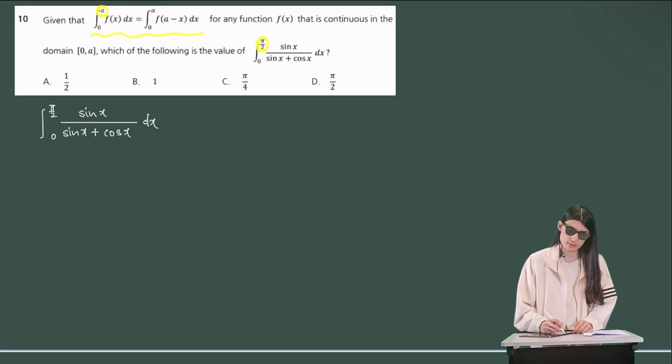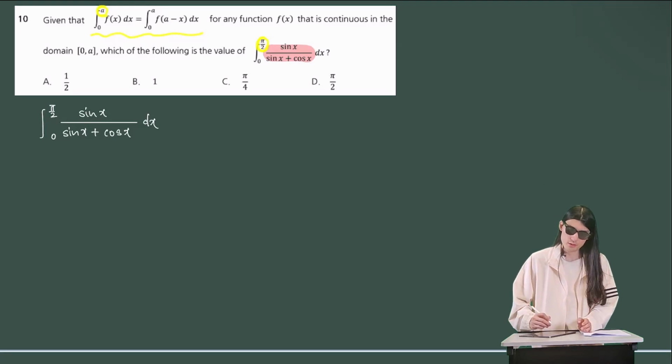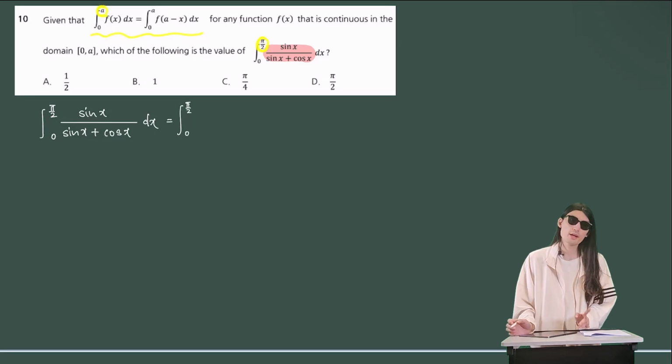and that the integrand, right? The integrand, the sine x on sine x plus cosine x, you essentially treat that as your f of x. So according to the given property, you can write this as the integral from 0 to pi on 2 of f of a minus x, so f of pi on 2 minus x.